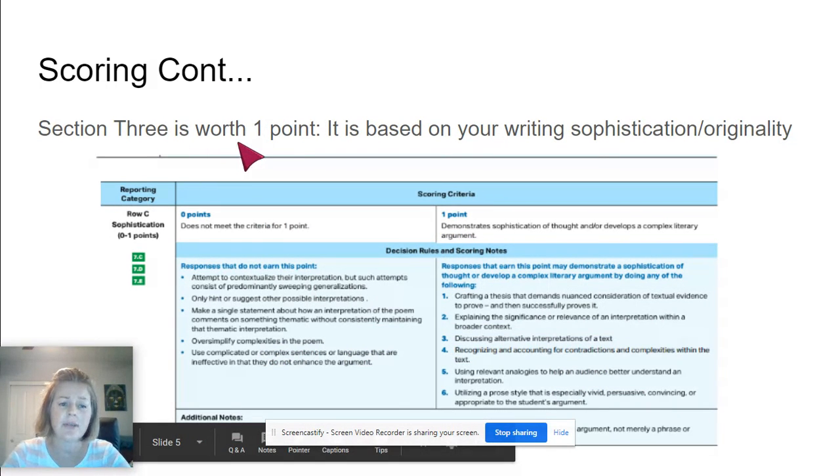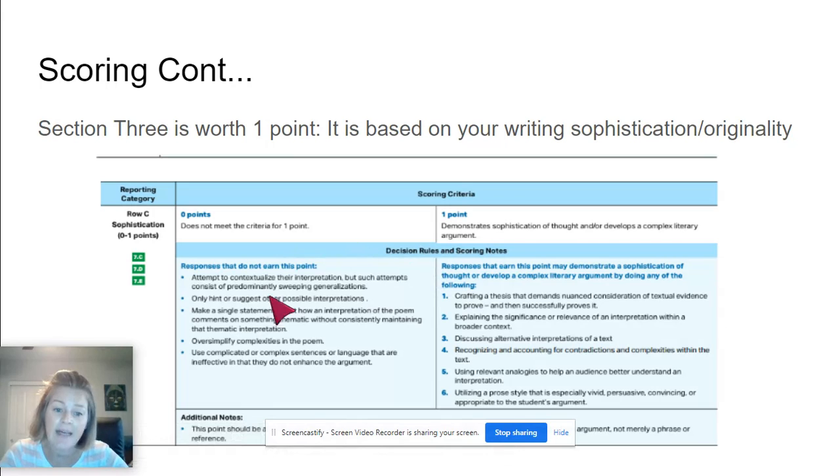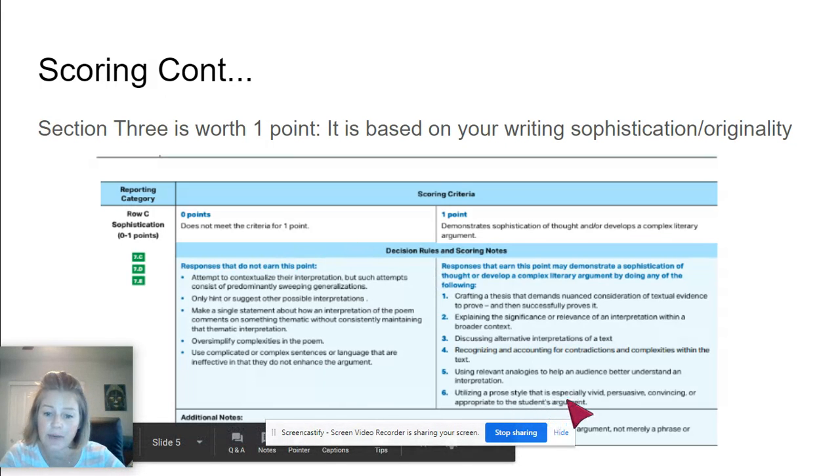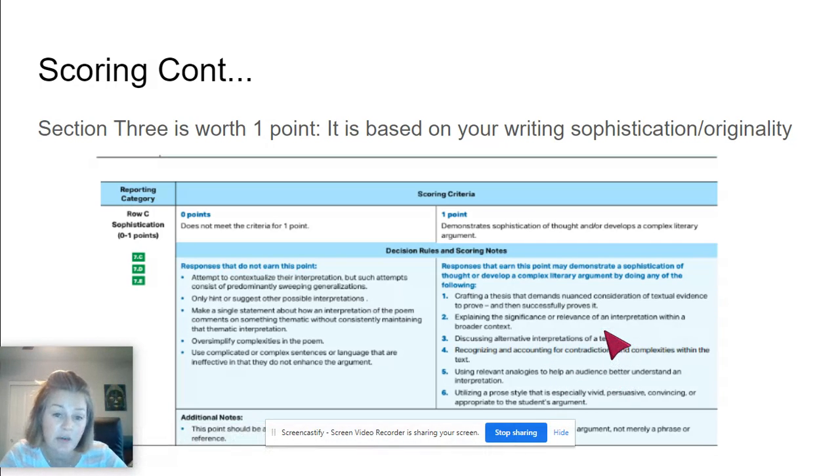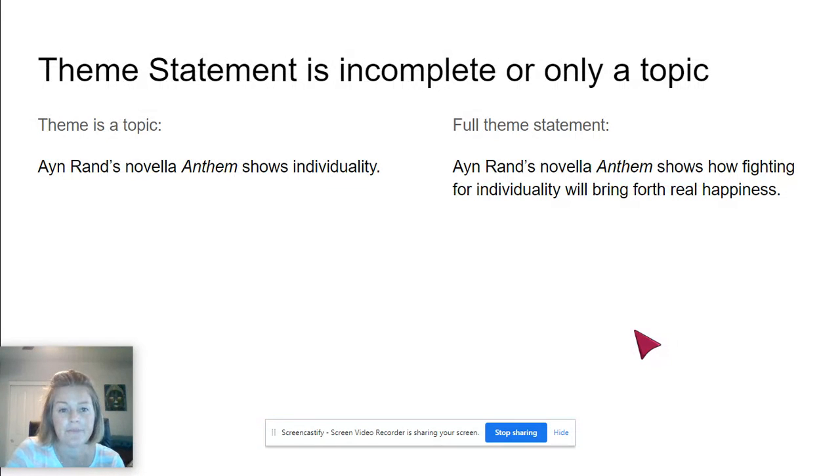And then section 3 is worth 1 point. It is the most difficult to get. And that one will be sophistication in writing. So are you original? Do you give comparisons? Do you have literary devices in your own writing? Is your writing just perfect? Like everything you say is just wonderful. That's how you get the 1. It is very difficult to get a 1 in 10th grade. Sometimes that won't come until the end of 12th grade.